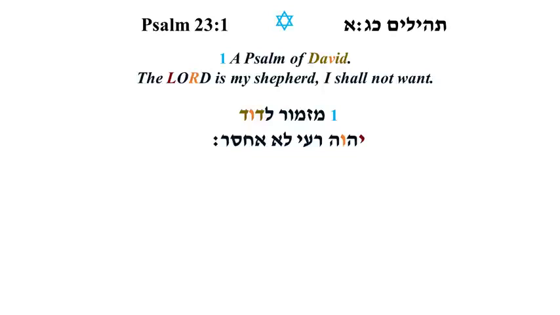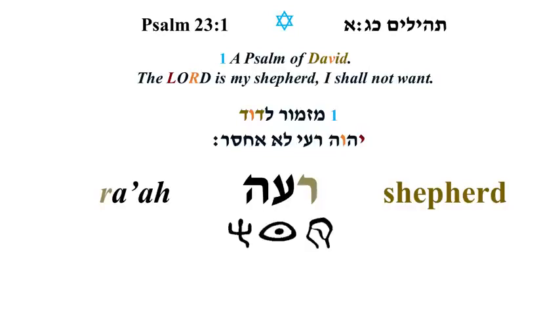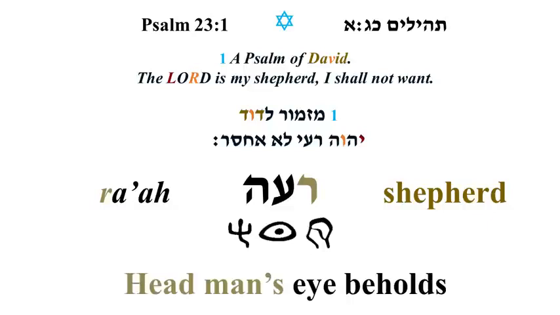Psalm 23, verse 1, a psalm of David. Yahweh is my shepherd, I shall not want. We all know this one, right? The Lord is my shepherd, I shall not want. The word shepherd here is ra'ah. It's Resh, Ayin, Hey. And I put the pictographs in. Resh is a head. Ayin is an eye. Hey is behold. And if you just look at the pictographs, it defines the word shepherd. It's the head man. His eye beholds the sheep, right? The head man's eye beholds. That's a shepherd.